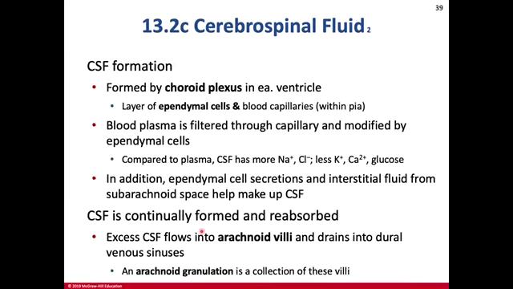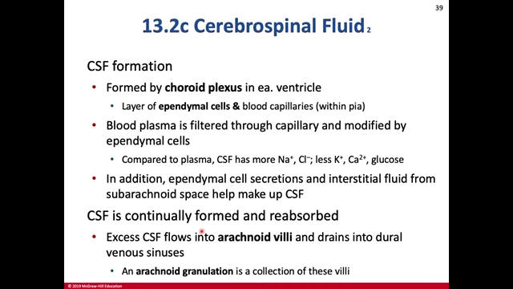And so it's constantly made and reabsorbed in the central nervous system, right? It's formed by the choroid plexuses in the ventricles of the brain, which are basically collections of capillaries that are surrounded by ependymal cells where we can force a component of the blood into the ventricles, which we term the cerebrospinal fluid.